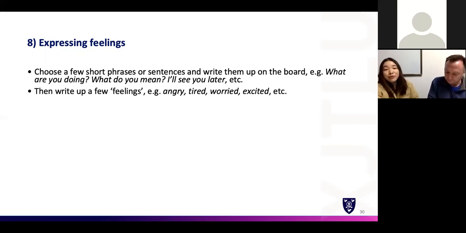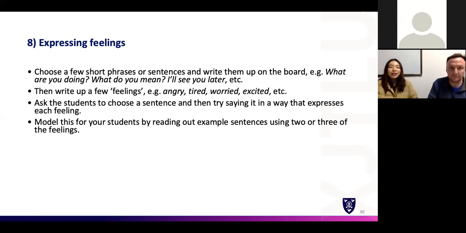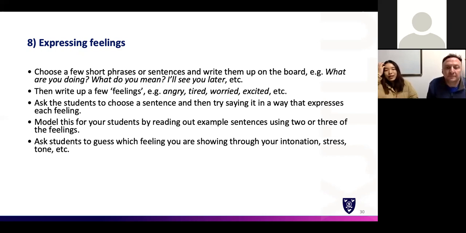And students can write up a few feelings, for example, like angry, tired, worried, excited, etc. Okay, and students can choose one sentence and then try to say it in a way that expresses each feeling. So you can do it one by one. And you can model this for your students by reading out example sentences using 2 or 3 of the feelings. Ask students to guess which feeling you're showing through your intonation, stress, tone, etc.